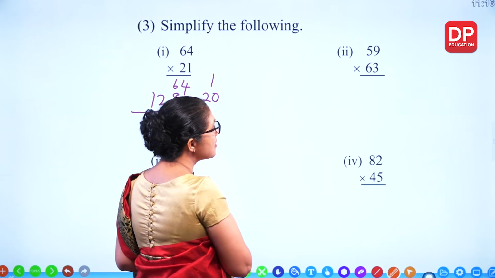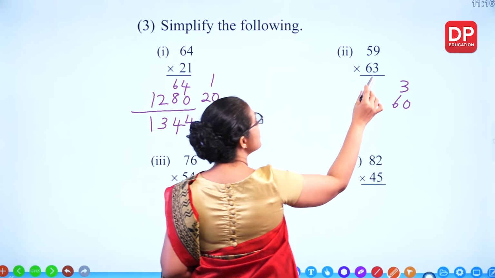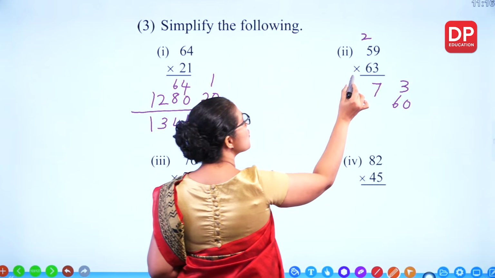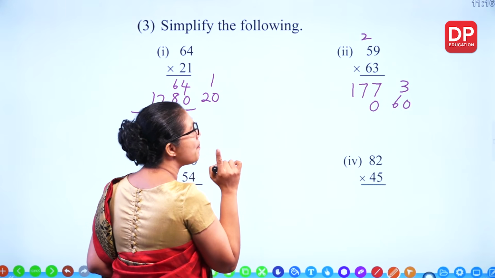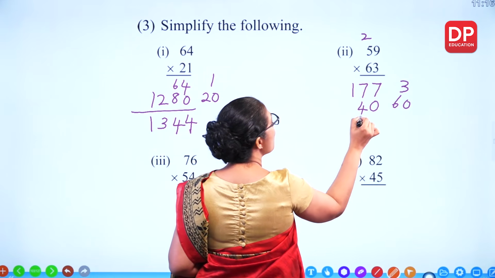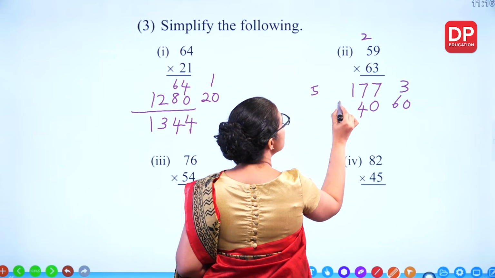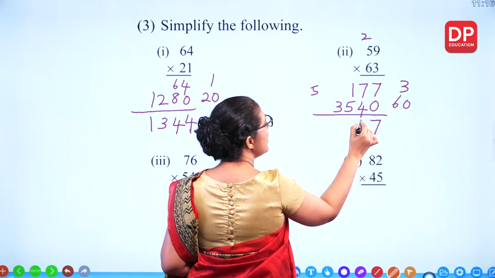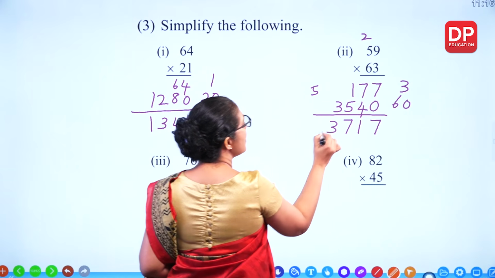How you multiply by 63? 3 and 60. Multiply by 3. 3 times 9, 27. 2 remaining. 3 times 5, 15 plus 2, 17. How you multiply by 60? Put a 0 and multiply by 6. 6 times 9, 54. 5 remaining. 6 times 5, 30. 30 and 5, 35. Now add it. 7 plus 4, 11. 1 remaining. 6 plus 1, 7 and 3 here.